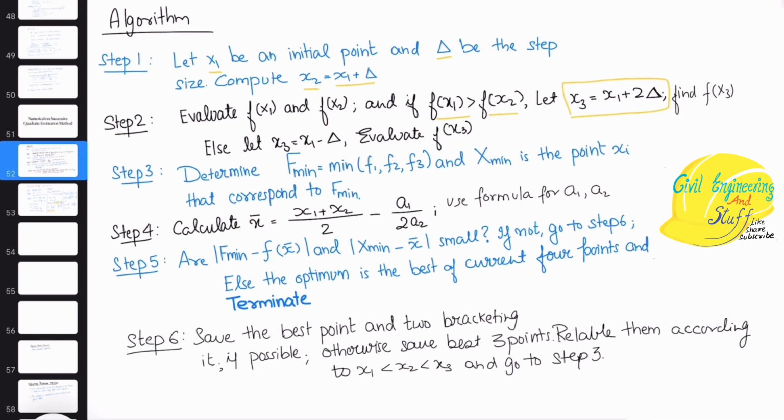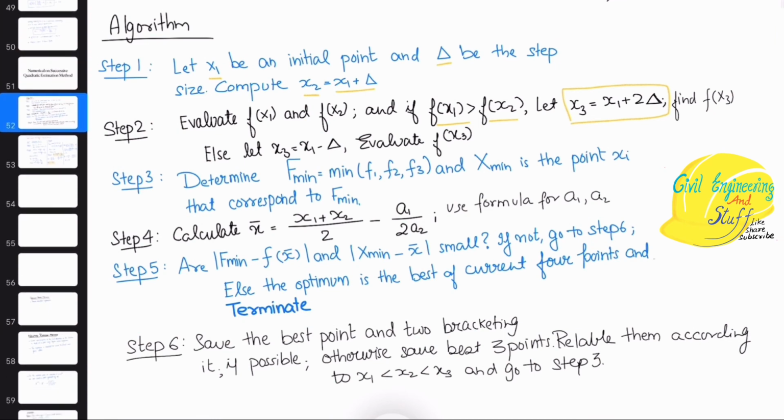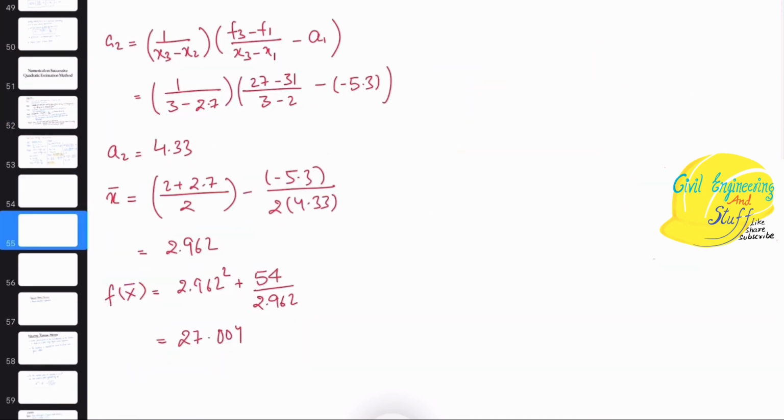Now step 5 says that we have to see if our f minimum minus f x bar and x minimum minus x bar are small enough values. If these are small enough values, then we will take it as the optimum point and terminate the iteration. If this is not the case, then we will go to step 6. Alright, so let's do our step 5.